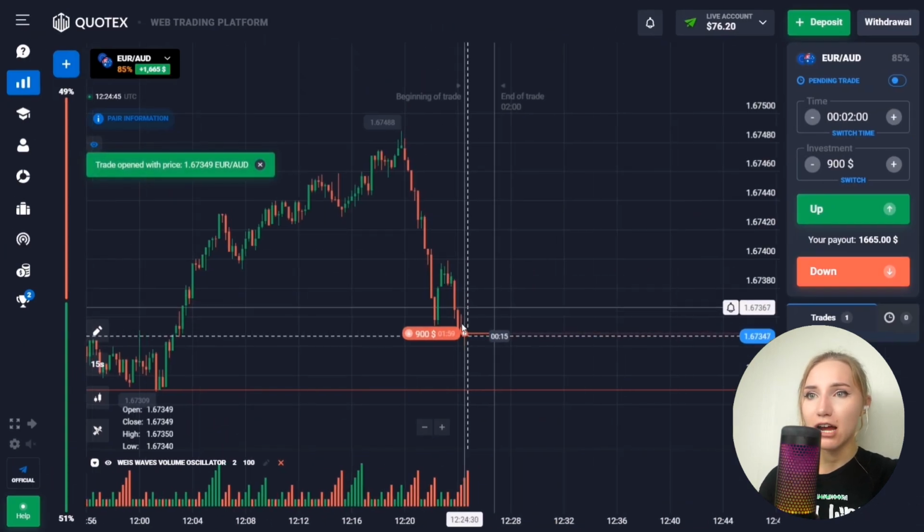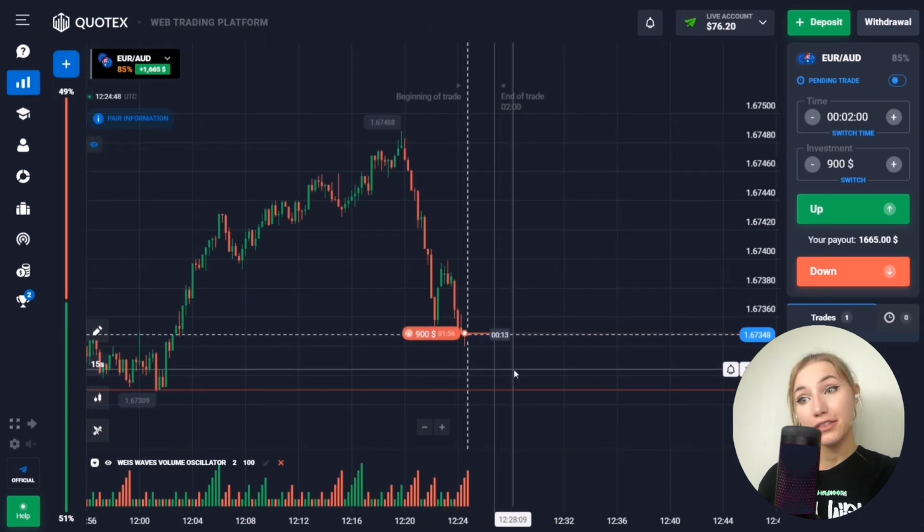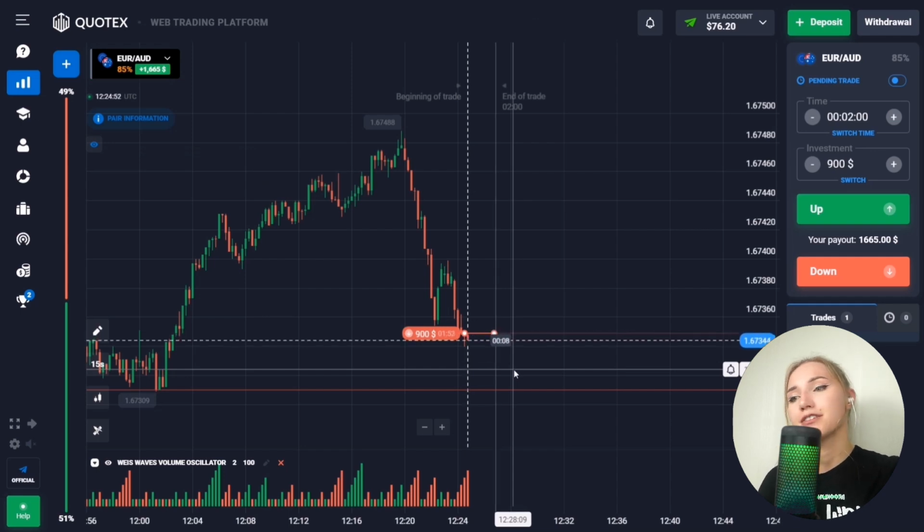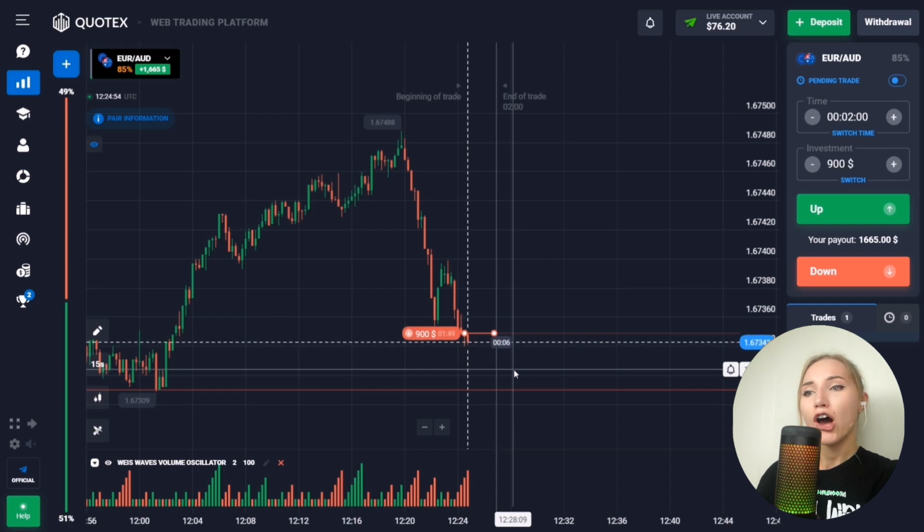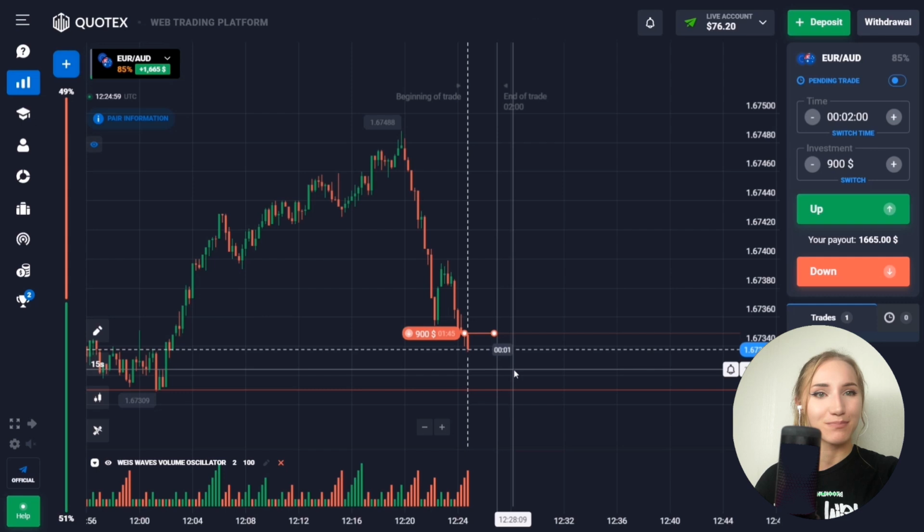Let's open a trade down for 2 minutes. There is enough distance towards the support level and we can see this very good downside potential. And I hope that the price will move lower and bring us the profit.